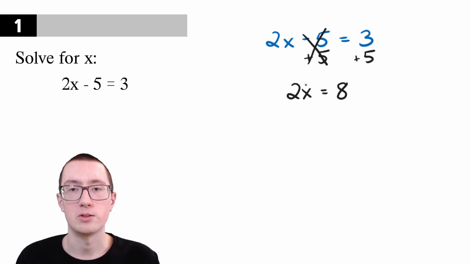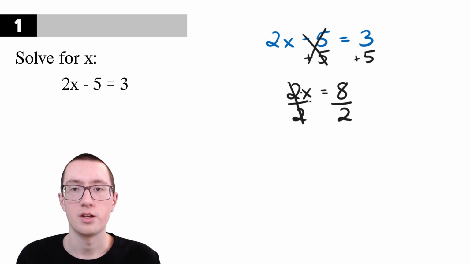And now we can get rid of the 2 that's next to x. But you might be wondering what the opposite of this is, because there's no sign at all. Well, remember that when there's no sign in between a number and a letter, that means it's multiplication. And the opposite of multiplication is division. So we'll divide both sides by 2. These cancel out, and on this side we'll just have x equals 8 divided by 2, which is 4. So our final answer is x is equal to 4.